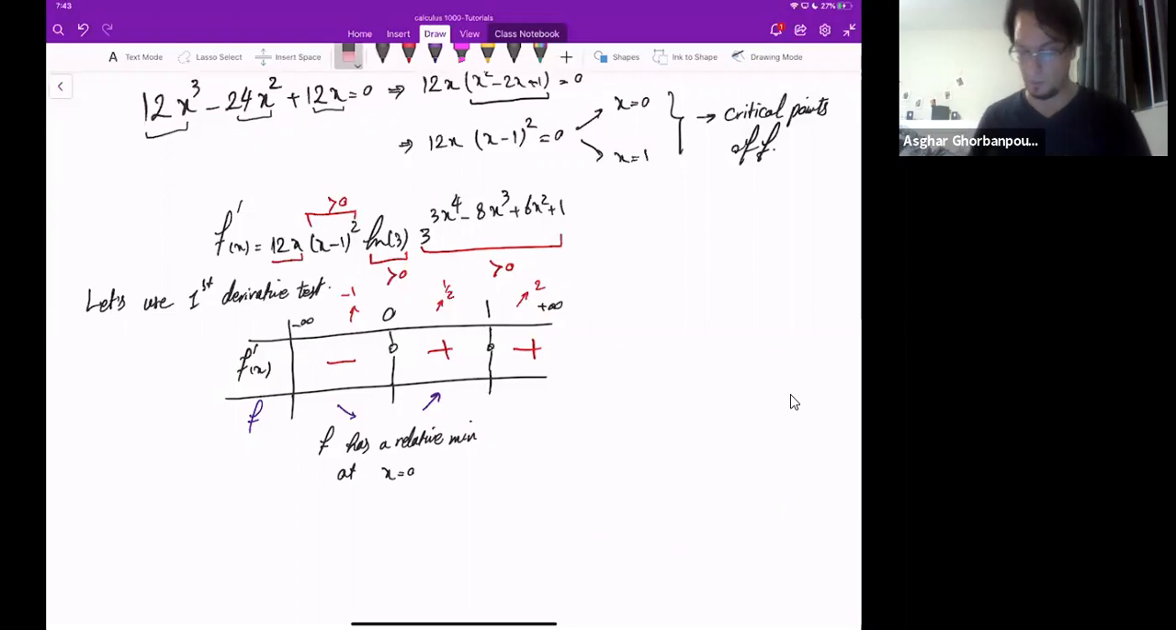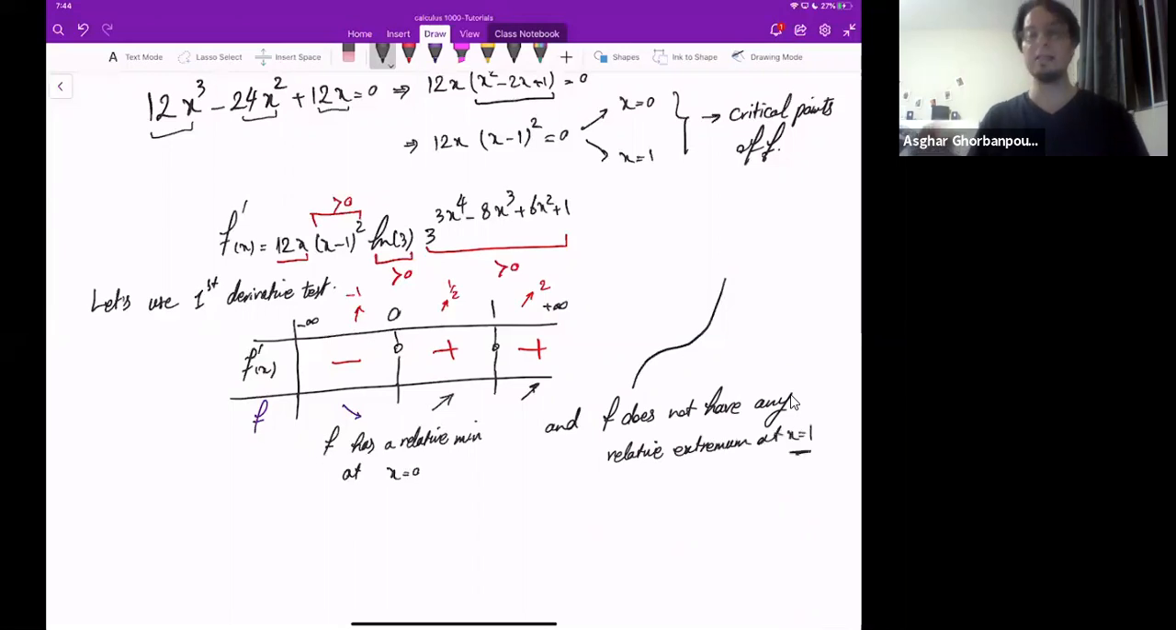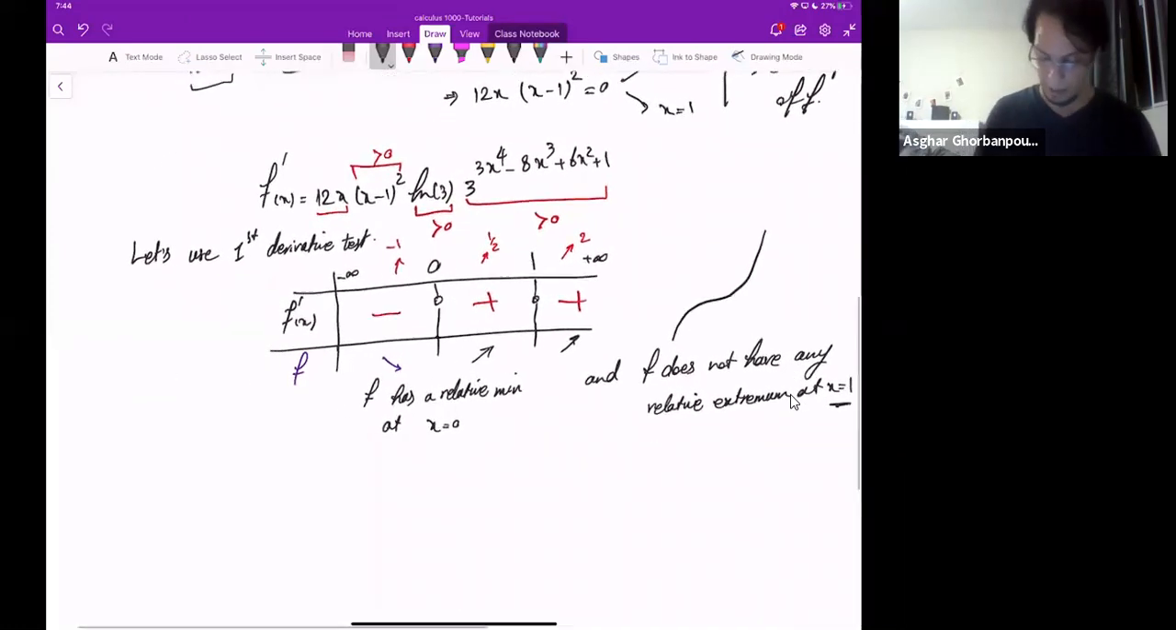How about the other critical point? Well, at the other critical point, first it was increasing, and then again increasing. So that means that the function will be something like that. And as a result, f doesn't have any relative extrema at x equal to 1. x equal to 1 was a critical point, but it doesn't give us any relative max or min.